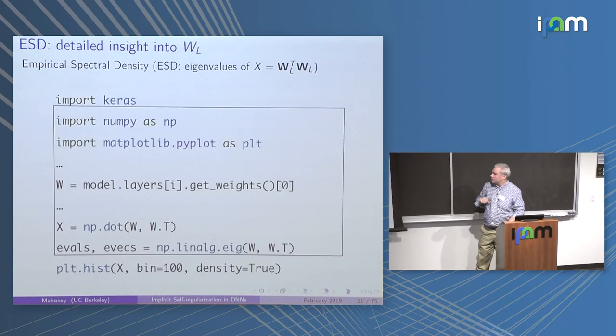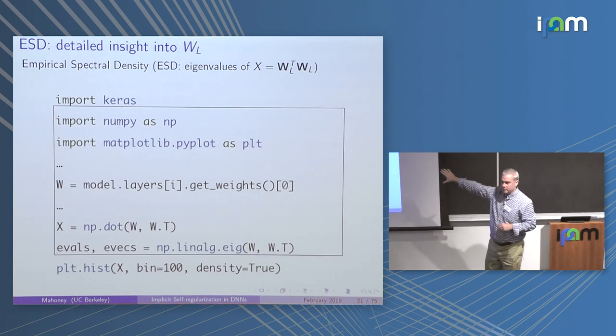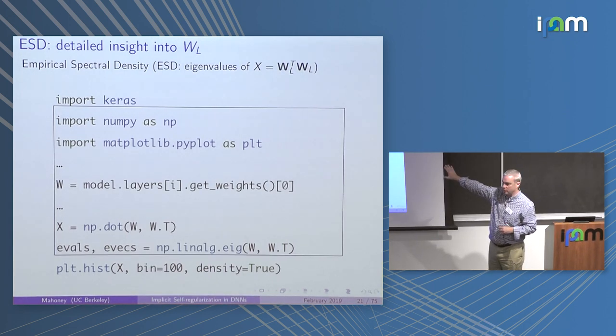So what's going on there more generally? And by the way, this is how we implement it. It's really five lines of code. It's totally reproducible.